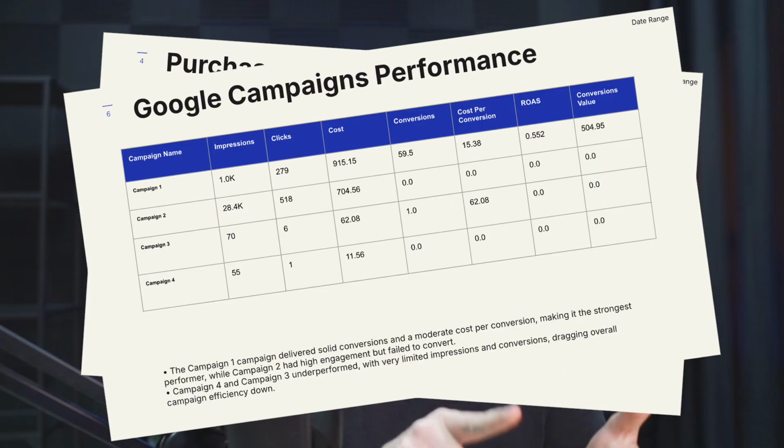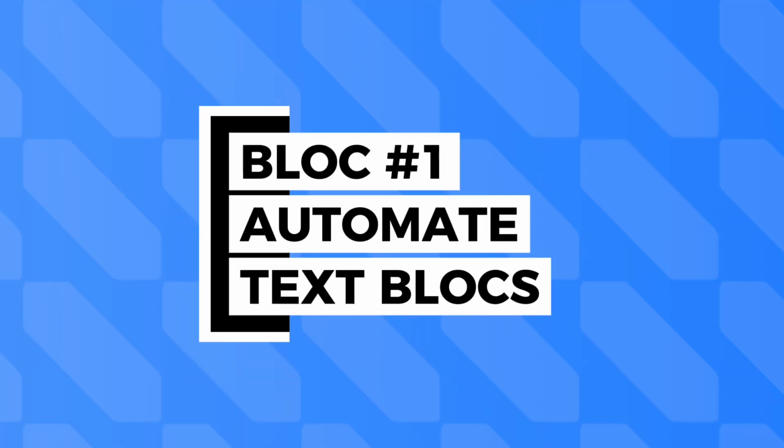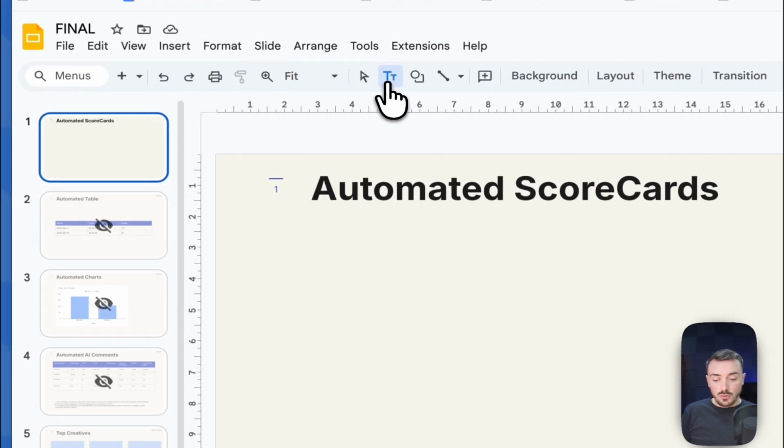Making reports is actually quite simple. You need 4 building blocks: text, charts, table, and images. And I will show you how you can automate that. So let me show you how you can automate text into your Google Slides.